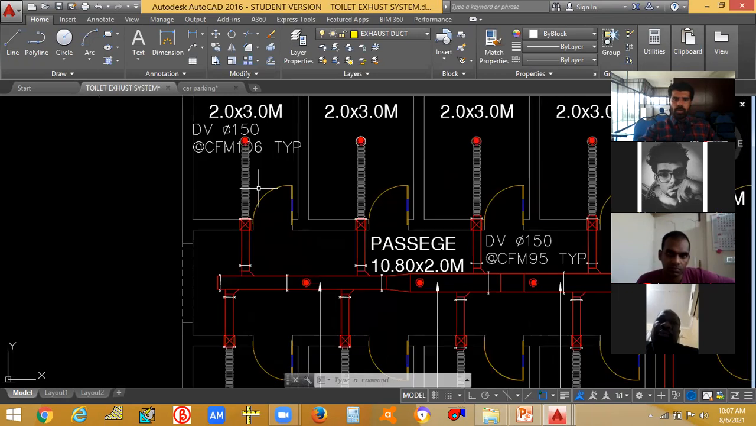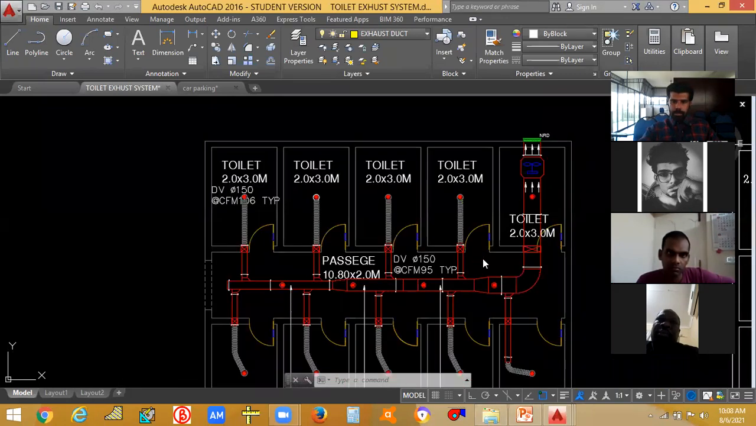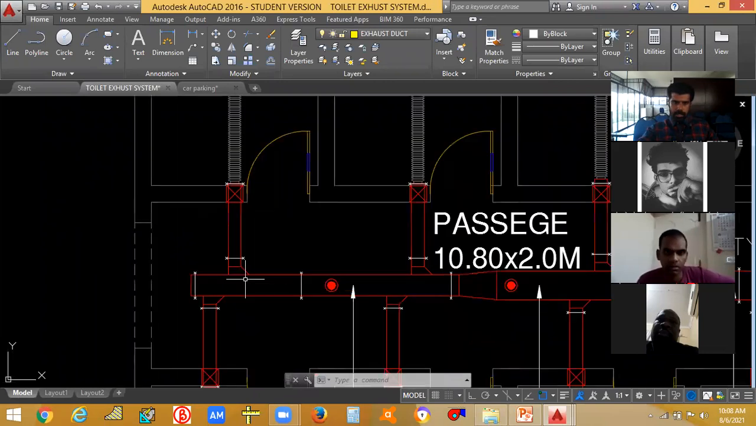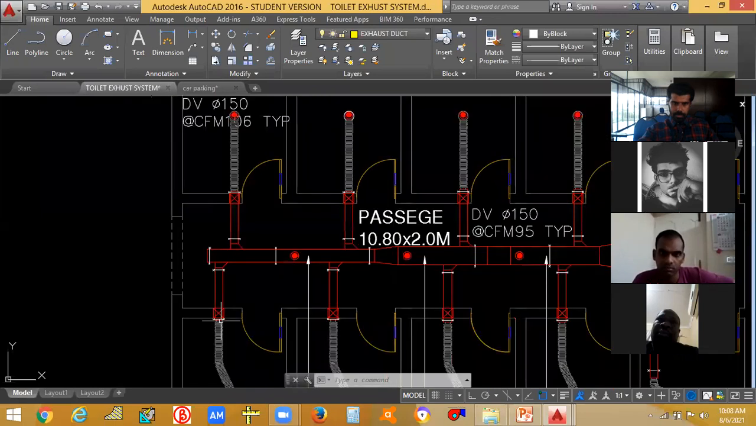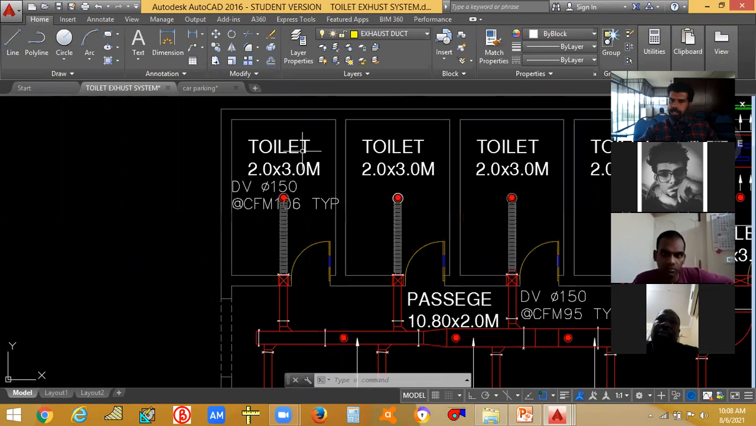Next, you have to find the duct size. How to know the duct size? You can see this is the main duct, and this is the branch duct. You can see all the branch ducts are the same in size. Why? Because the toilet is the same, and the CFM is also the same in all the toilets. Correct?